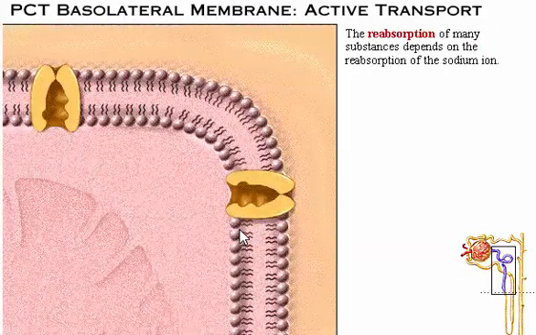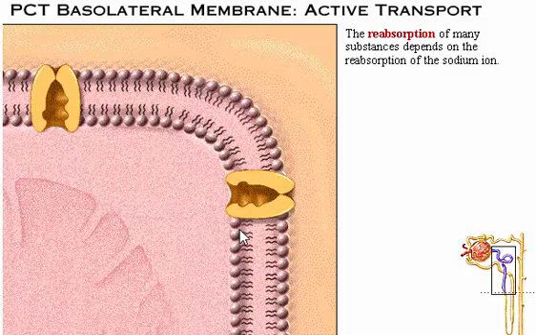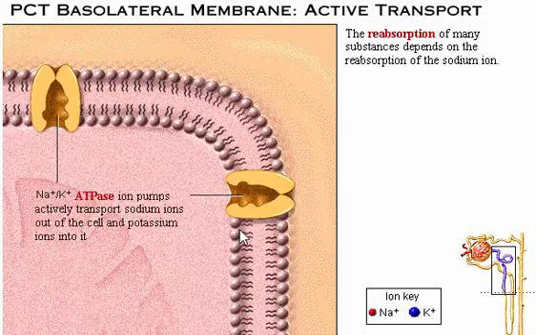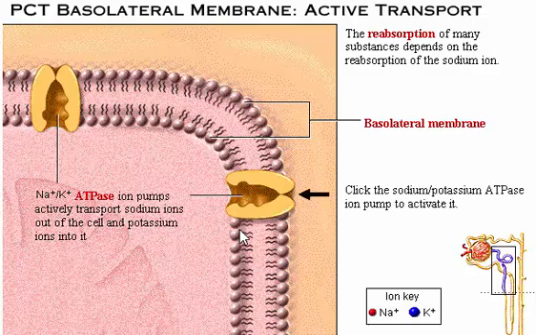The reabsorption of many substances from the glomerular filtrate in the PCT depends directly or indirectly on the active reabsorption of the sodium ion. The cellular structure responsible for this process is the sodium-potassium ATPase ion pump located in the basolateral membrane. Orient yourself to the parts of the scene and then click the sodium-potassium pump to activate it.